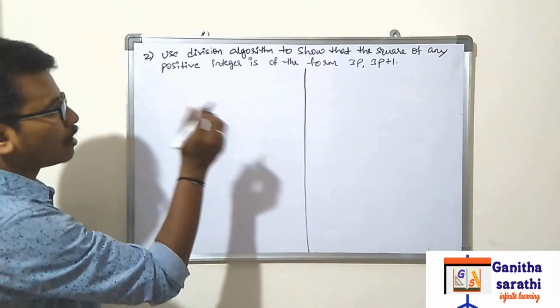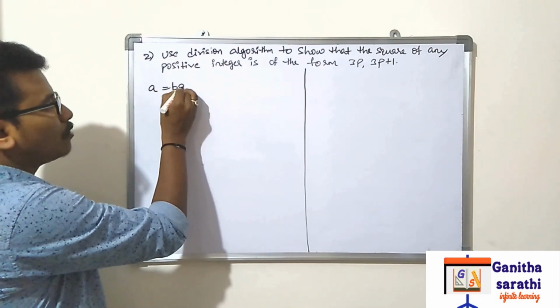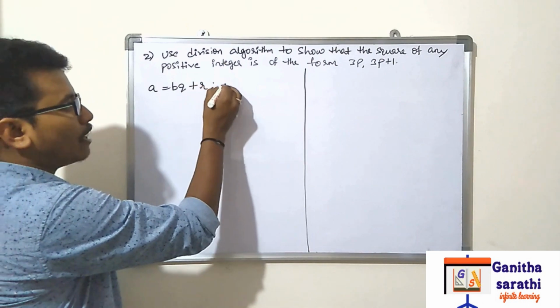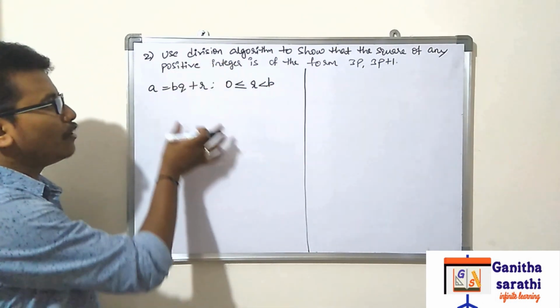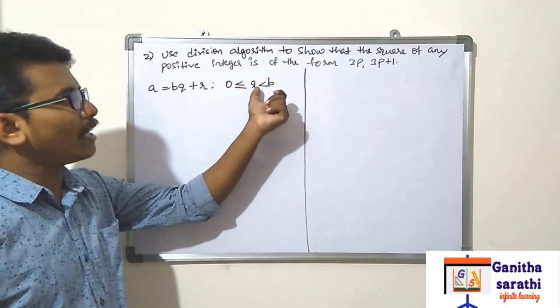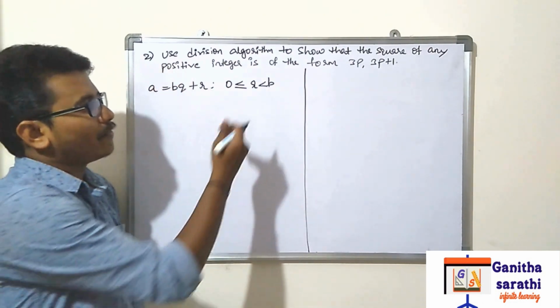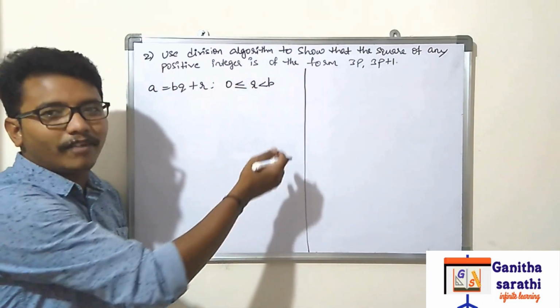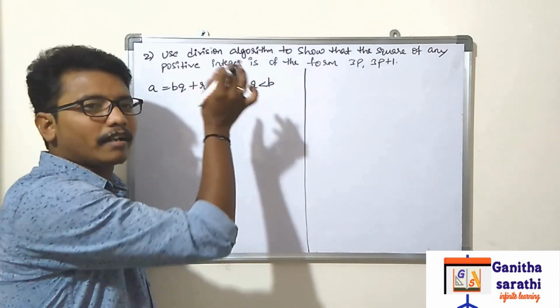Now, see here, what are the forms he is giving? First, what is Euclid's division algorithm? A is equal to bq plus r, and what is the condition? 0 less than or equal to r less than b. Definitely you should remember the condition. What is that? 0 less than or equal to r less than b. It is not less than or equal to. In some of the books we are getting r less than or equal to b. It is not that. It is 0 less than or equal to r less than b.